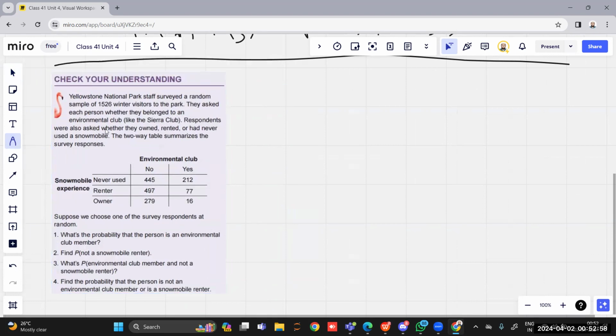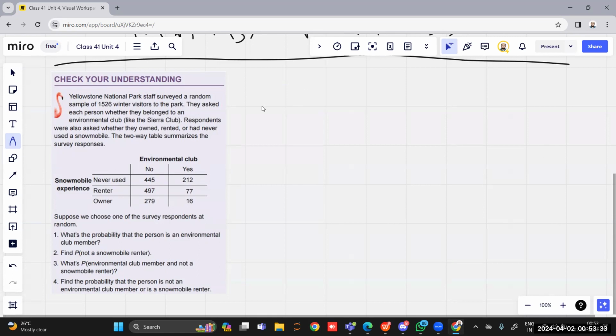Yellowstone National Park staff surveyed a random sample of 1526 winter visitors to the park. They asked each person whether they belong to an environmental club like the Sierra Club. The respondents were also asked whether they owned, rented, or have never used a snowmobile. The two-way table summarizes the survey responses. We did this example in the previous chapters, if you remember. Suppose we choose one of the survey respondents at random. What's the probability the person is an environmental club member?